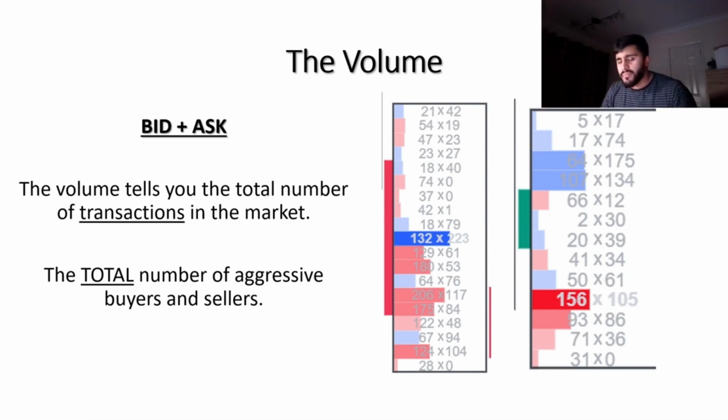But what would the volume be? The delta is going to be a positive number. So the delta there is going to be 21, but the volume is going to be 63 because it's 21 plus 42, right? So the volume is adding them together. Now, what is the purpose of the volume, right?